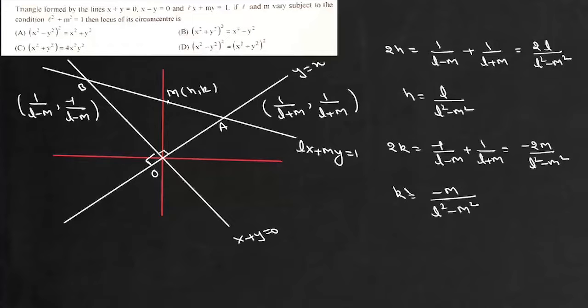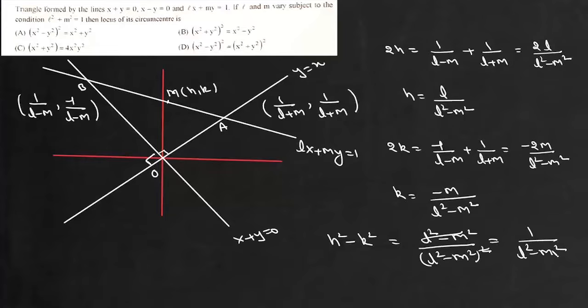Now if we square them and subtract them, we can write h square minus k square as l square minus m square upon (l square minus m square) whole square. Now I'll cancel once, so it is equal to 1 upon l square minus m square. And if we square and add them, then we can write h square plus k square equals l square plus m square upon (l square minus m square) whole square. And it is given that l square plus m square is 1, so it will be 1 upon (l square minus m square) whole square.